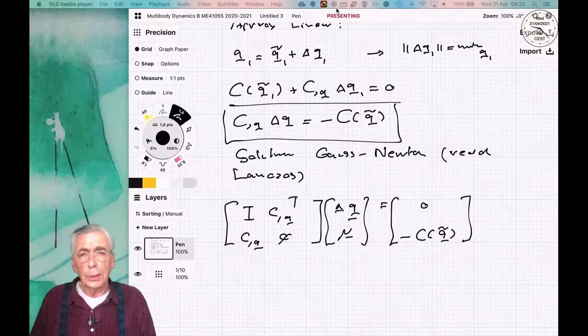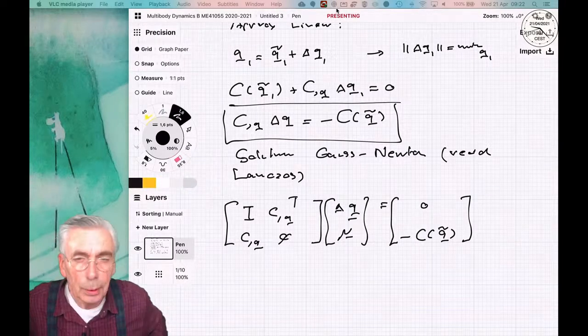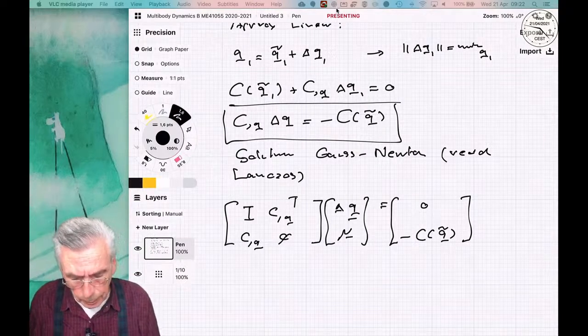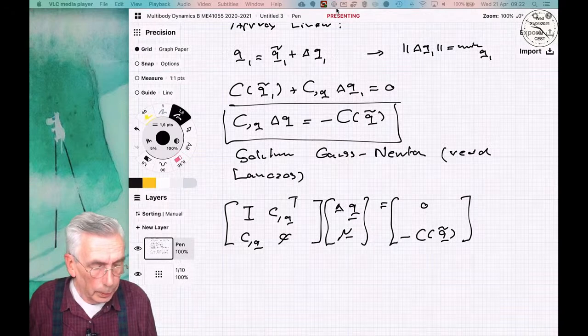And of course, since it's nonlinear, we have to do this probably a few times, but it's a Newtonian scheme, so it has quadratic convergence. So that should go very quickly.